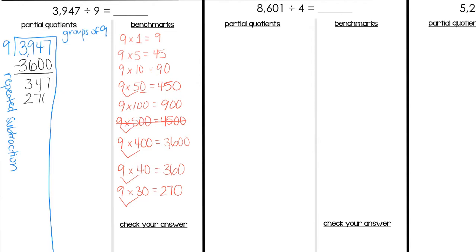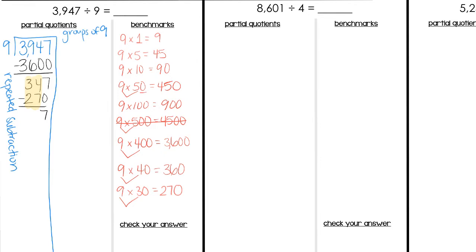I'm going to take away 270. 7 minus 0 is 7. 4 minus 7, I can't do. So I can either regroup and cross out my 3 and make it 200s and then give 10 more, or I can cover up my 7 and 0 with my finger and just look at 34 minus 27. So let's just look at 34 minus 27.